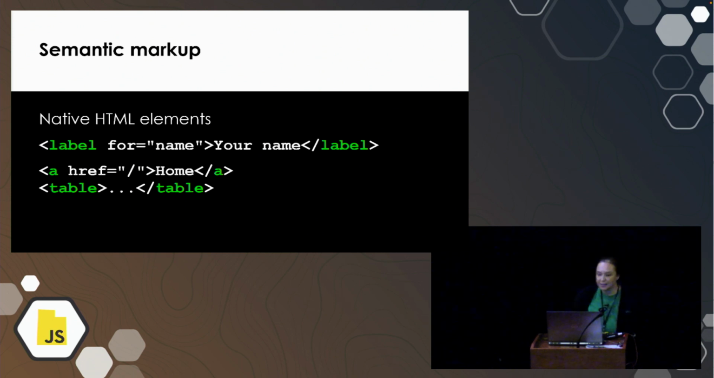All right, so let's talk about semantic markup. It's comprised of 2 different things. The first thing that I'm going to harp on is using native HTML elements. So for example, on the screen here, we have a label element that might be holding a label for a form field. Then we have a simple link to home, and then we have the start and end of a table. So this is just some examples of out-of-the-box functionality that has semantic meaning and is accessible for folks.